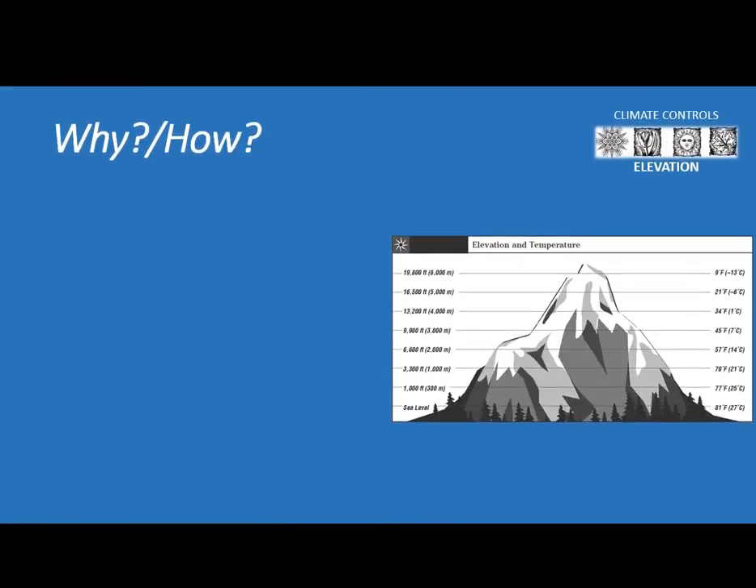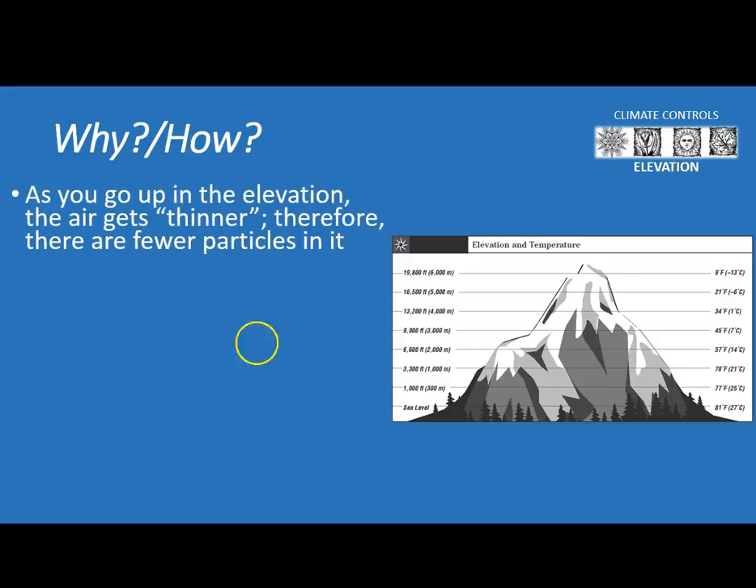So the how and why this happens mostly has to do with the amount of particles that are in the atmosphere and the change in the density of those particles as you get higher in elevation. So the way that we've tried to explain this, to simplify this situation, is that as you go up in elevation, the air is going to get, quote, thinner. And what that means is there's fewer and fewer particles, or there's less density of particles in it. And when we say particles, we're meaning mostly water vapor, dust, carbon dioxide, things like that, okay?